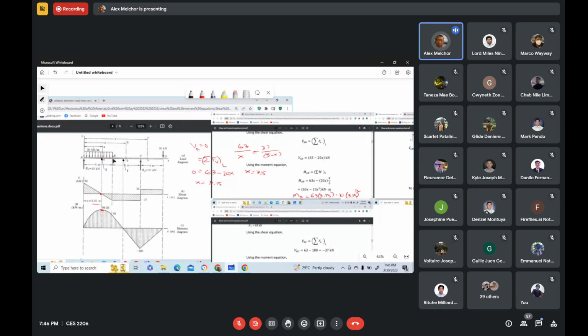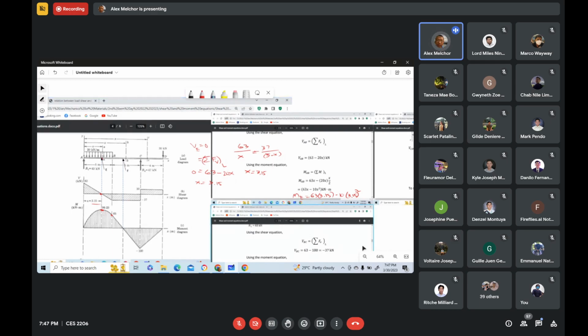Okay, so at B, I repeat, the value of x is 5. So you substitute it here, and also here, and you will get the moment at B equals 65. So that is now the magnitude of the moment at B. And then the moment at C.